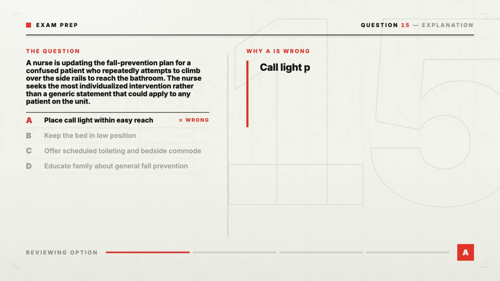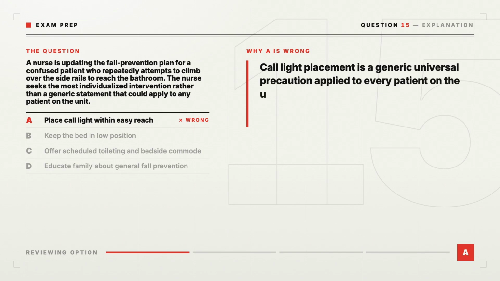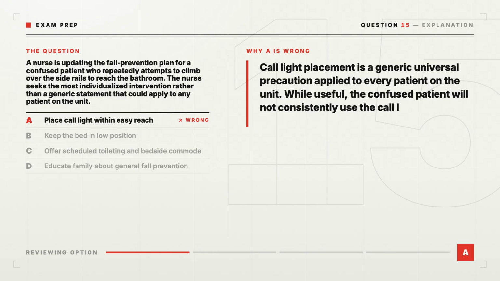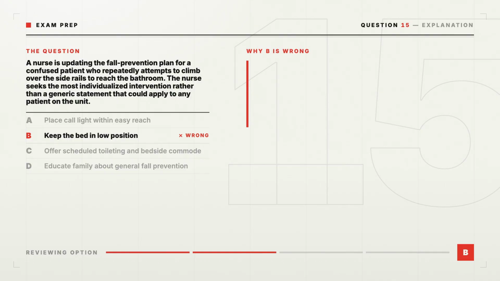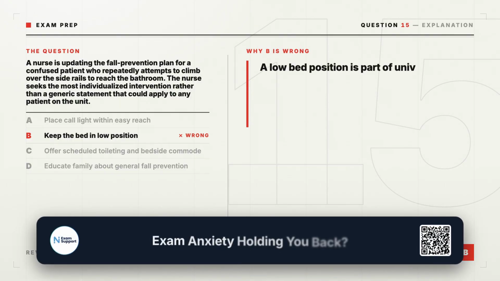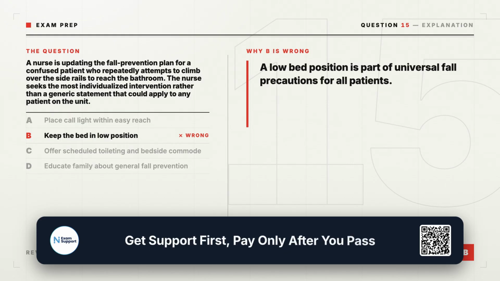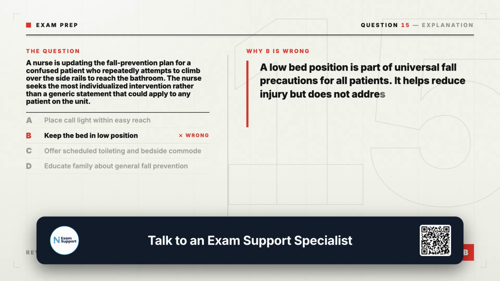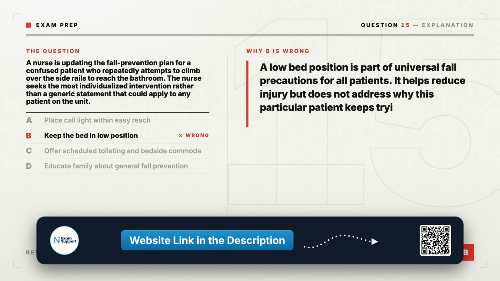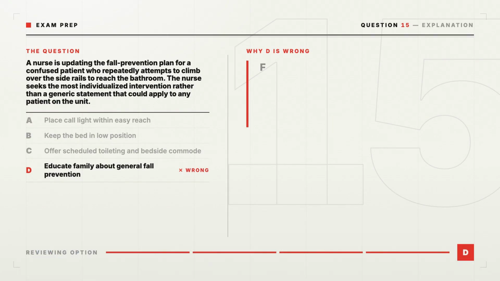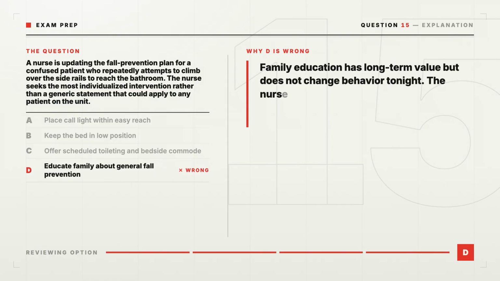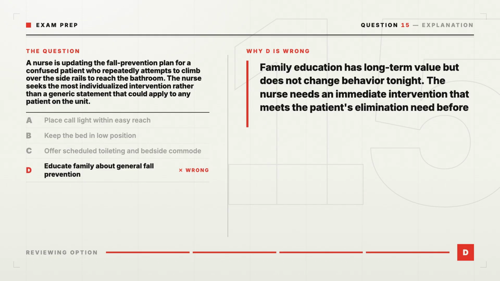A is wrong because call light placement is a generic universal precaution applied to every patient on the unit. While useful, the confused patient will not consistently use the call light, so the action does not solve this problem. B is wrong because a low bed position is part of universal fall precautions for all patients. It helps reduce injury but does not address why this particular patient keeps trying to climb out repeatedly. D is wrong because family education has long-term value but does not change behavior tonight. The nurse needs an immediate intervention that meets the patient's elimination need before climbing happens, not a teaching plan for later.